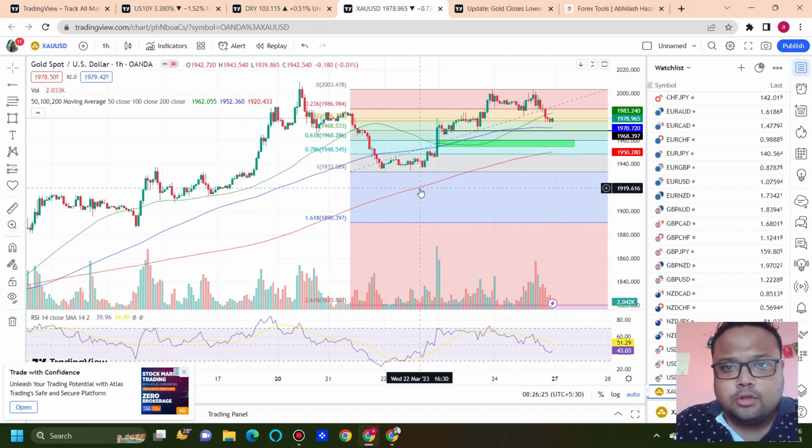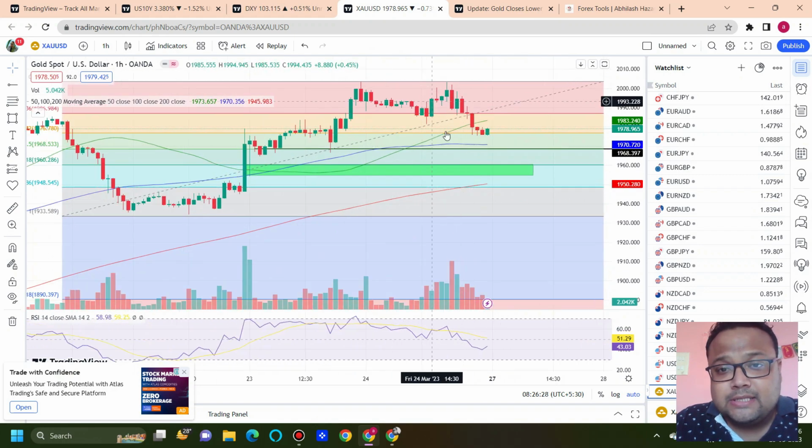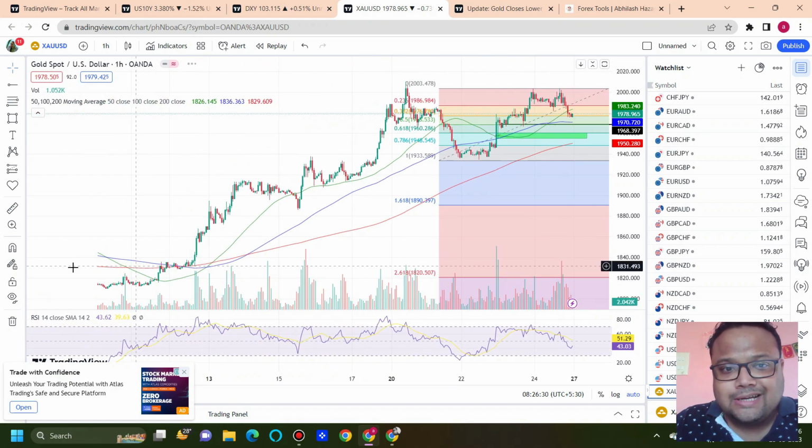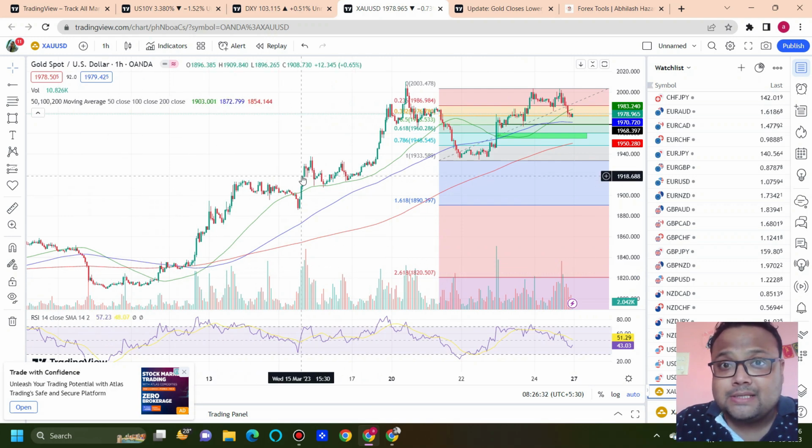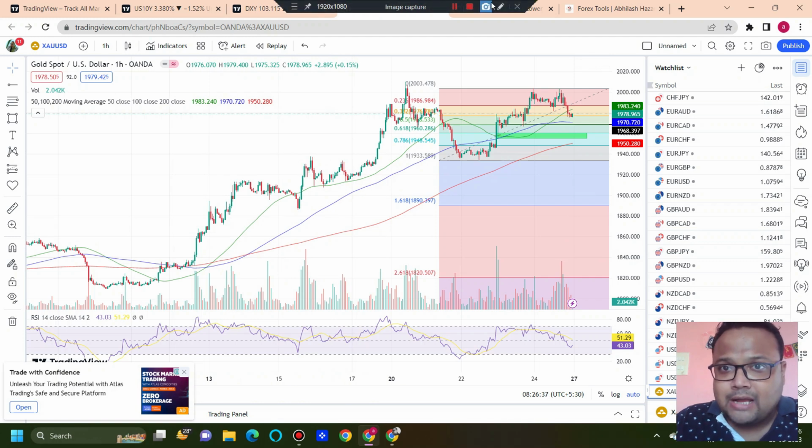If you look at the chart of gold also, you can see that yes, there has been some correction, but if I zoom out the chart, you can clearly see that the market sentiment is still bullish. You cannot deny that the trend of the market is still very much up.